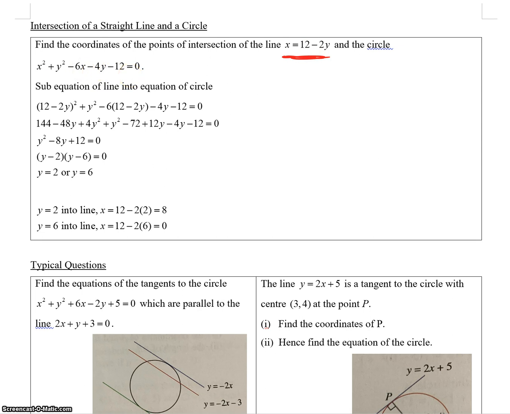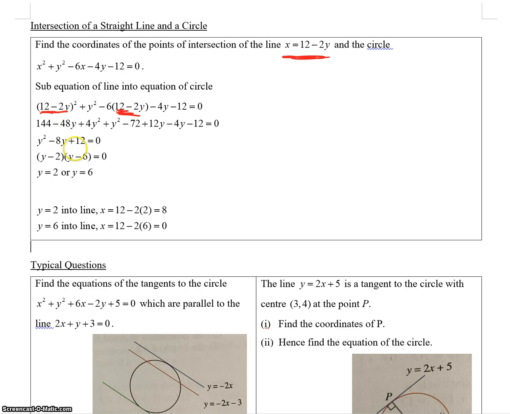In order to find the point of intersection, I'm going to sub this into here, meaning I'm going to replace x by 12 minus 2y. So you can see that over here we have an x square and an x. The x square is replaced by this, and then the 6x is replaced by this. After that, I'm just expanding and simplifying everything.